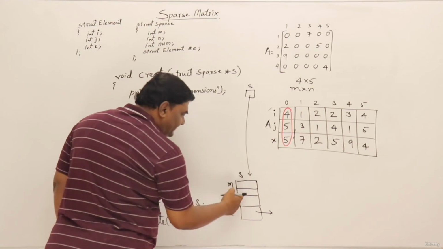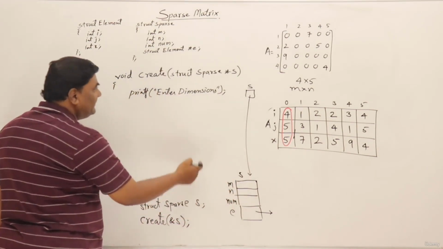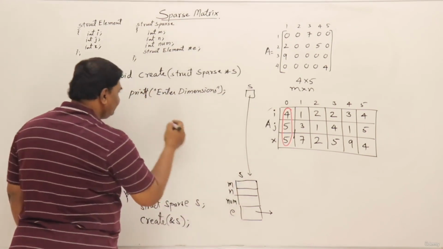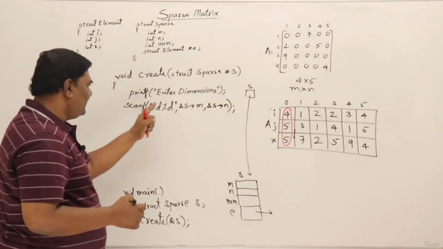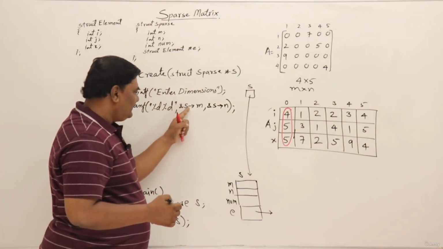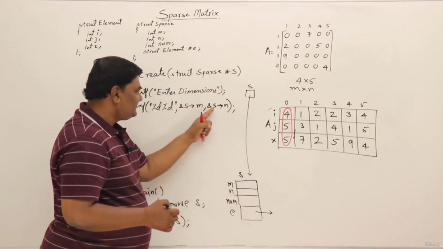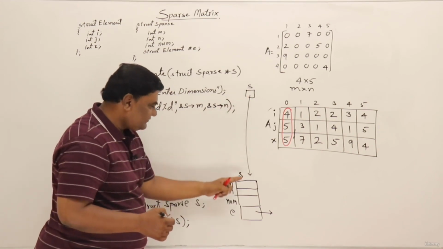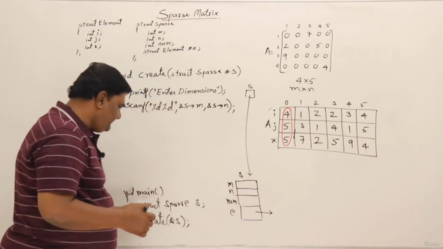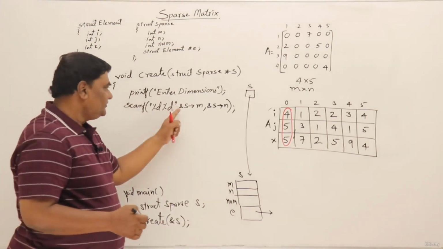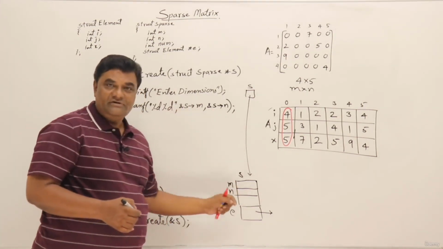What are those? M and N. These values I want to read, so I will be reading them through this S, and I will store the values here. See, I am reading two values: ampersand S arrow M, and ampersand S arrow N. This actually belongs to the main function, but it is being filled by this function. So both the values M and N are stored.